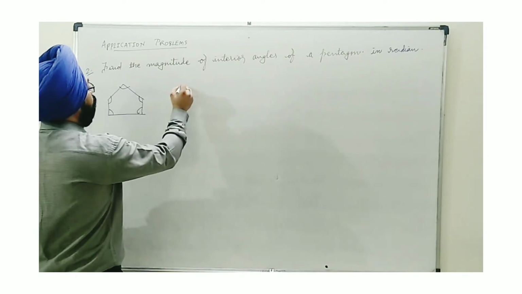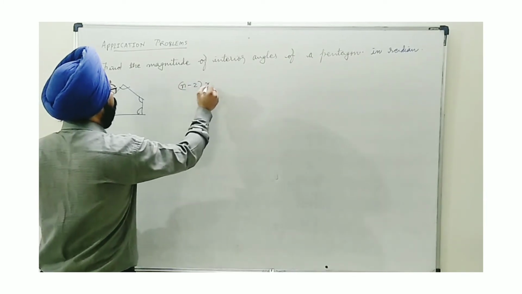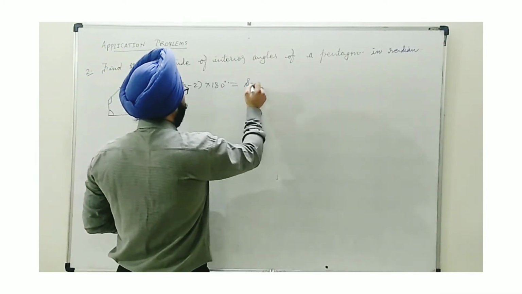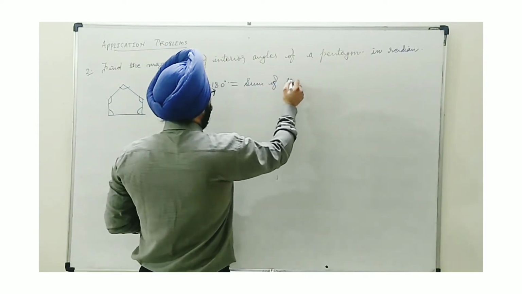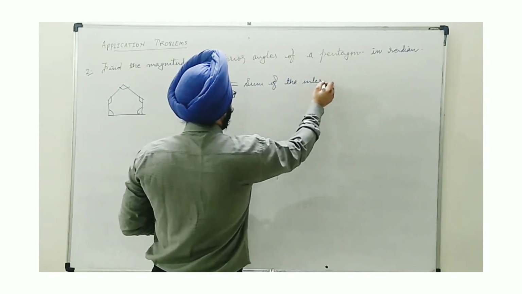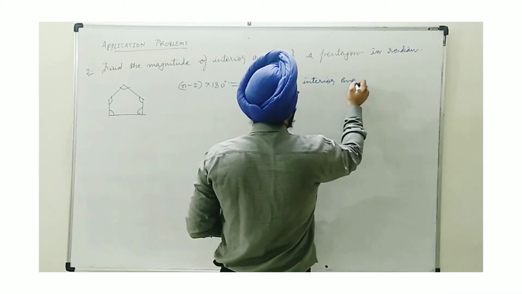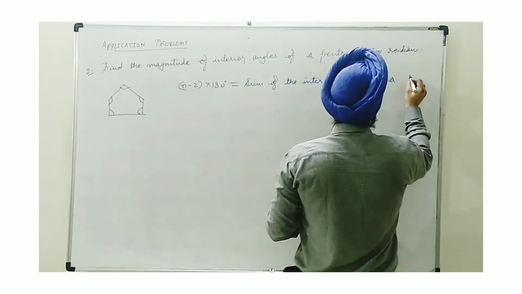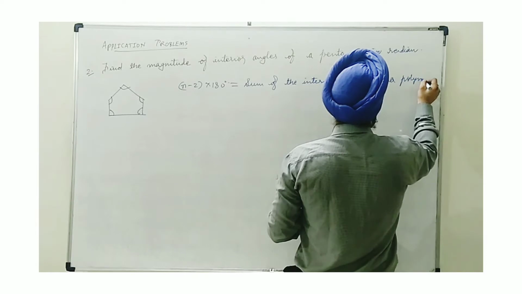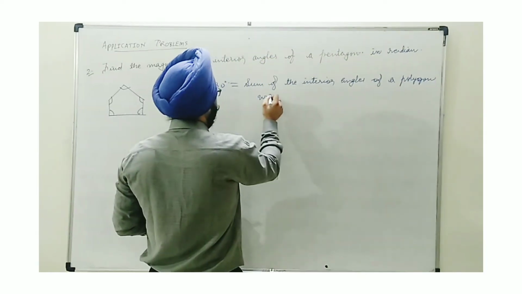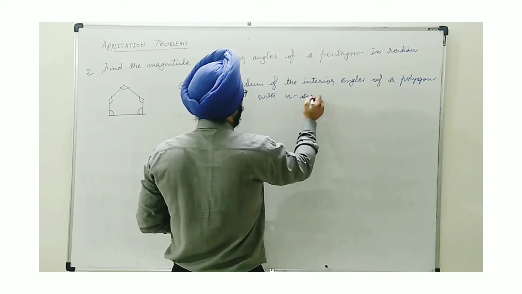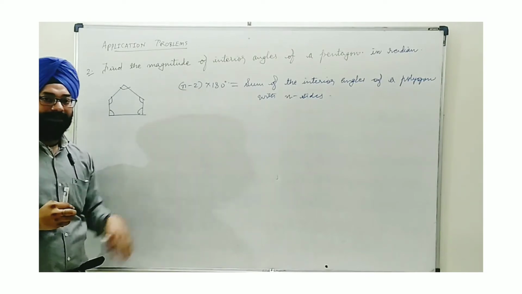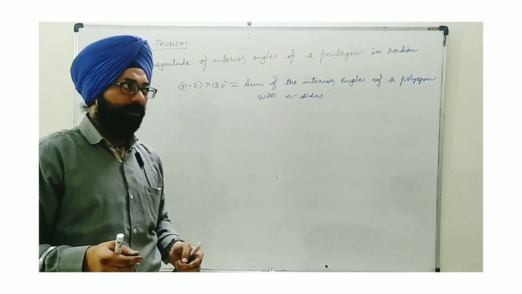One formula we use: the sum of the interior angles of a polygon with n sides. This you must know. Suppose there is a polygon of n sides, then the sum of all the interior angles is given by n minus 2 into 180 degrees. It's from earlier classes, from 8th standard.